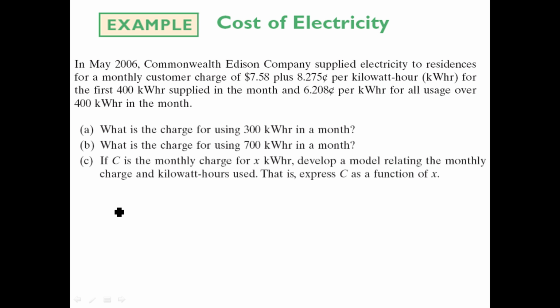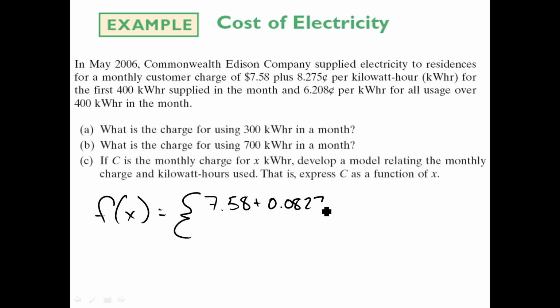So the function of x is going to be given by two pieces. We're going to have one function for the first 400 hours. So that's pretty straightforward. That's 7.58 plus 0.08275 x, but that is as long as x is less than or equal to 400.